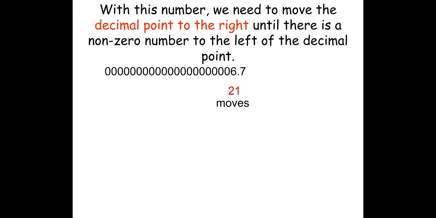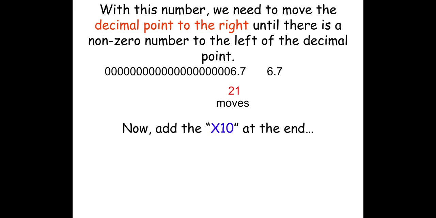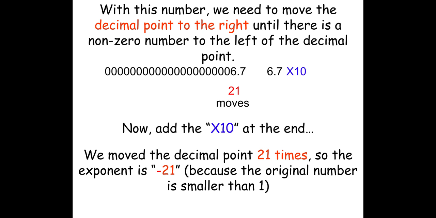So what do you do? The next thing you want to do is write that number, which is 6.7, times 10. And when you add times 10, how many times did you move the decimal? You moved it 21 times. So that is going to be your exponent. Now, because the number was less than 1, your exponent becomes negative. Okay? So this very small number in scientific notation is going to be 6.7 times 10 to the negative 21.